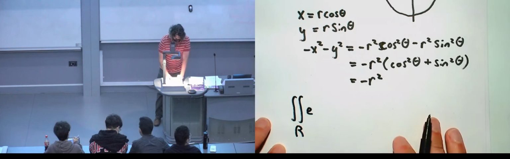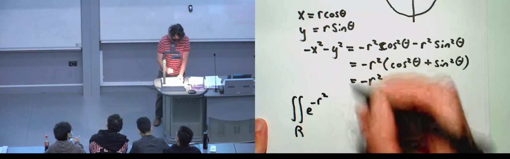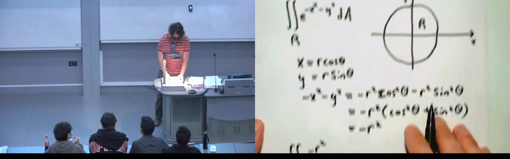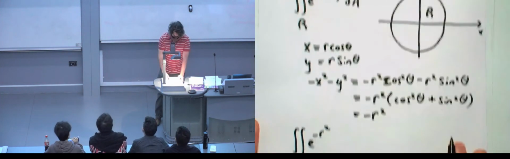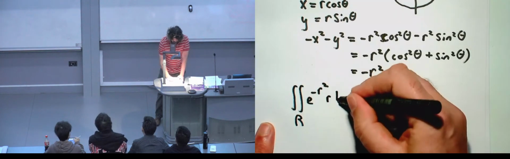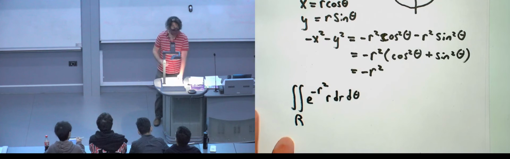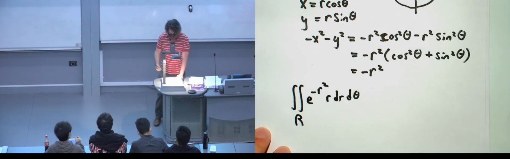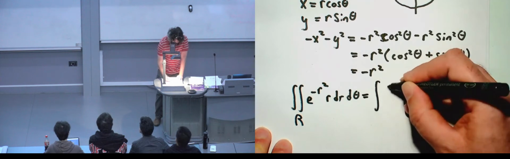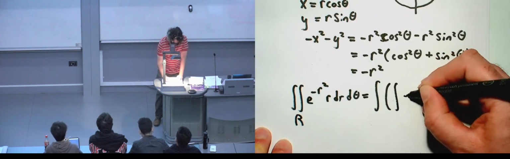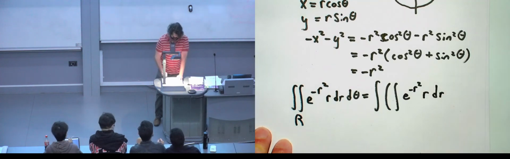First, we use the fact that the integrand is e to the negative r squared. And then dA, remember this is the key point, dA is r dr d theta. Now we can write this as an iterated integral where we integrate with respect to either theta or r first. So e to the negative r squared r. Let's do the integral with respect to r first.